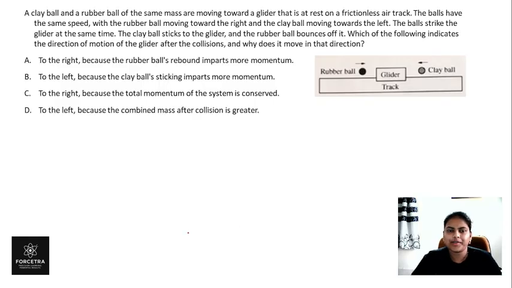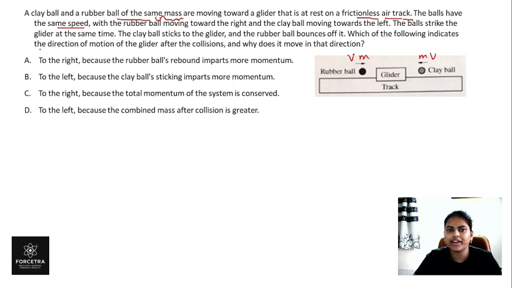Let's solve another numerical which says a clay ball and a rubber ball of the same mass are moving towards a glider which is at rest on a frictionless air track. The balls have the same speed, so the masses are the same and the velocity is also the same. With the rubber ball moving towards the right and the clay ball moving towards the left, the balls strike the glider at the same time. The clay ball sticks to the glider and the rubber ball bounces off it.